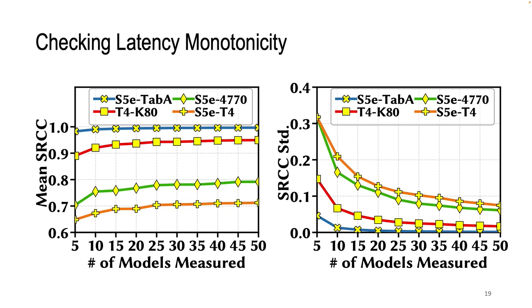Each curve here denotes the SRCC value between a pair of devices. X-axis is the number of models we randomly select from the search space. Y-axis represents the mean SRCC value and standard deviation calculated on the selected model set. For example, for all the device pairs we measure here, basically 30 to 50 sample architectures are sufficient for the SRCC values to converge.